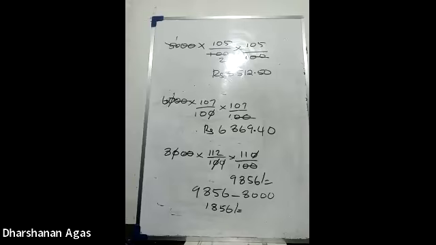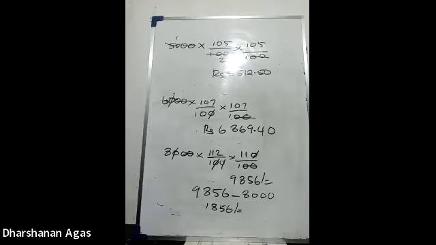Excuse me, sir. Excuse me, sir. Yes, tell me. So the fourth question means one is simple interest and the other one is compound interest. Then finally you have to compare who is receiving more money.